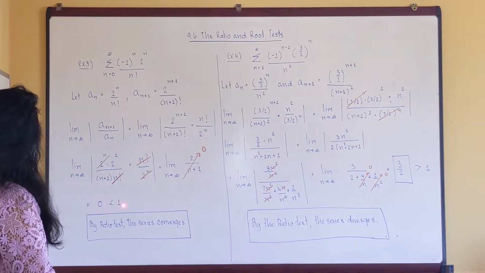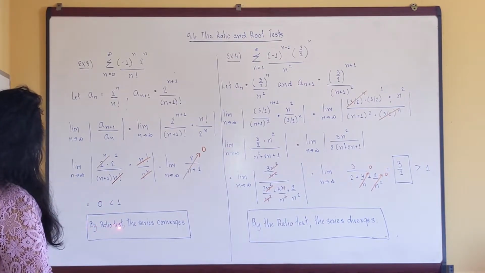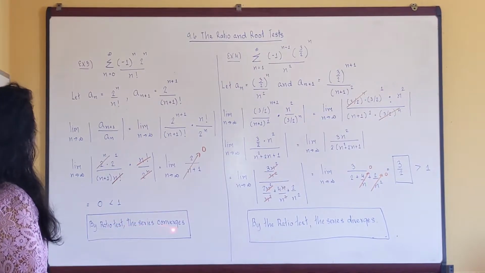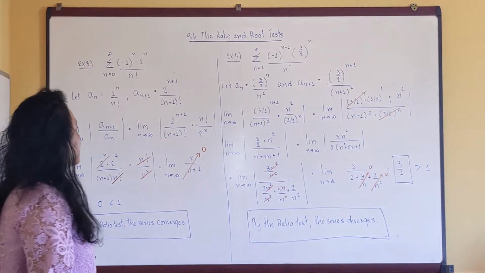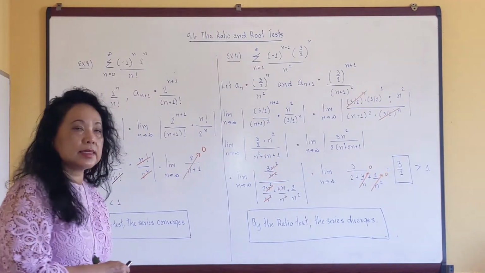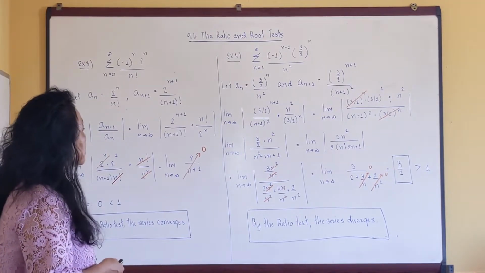So 0 is less than 1, so by the ratio test the series converges. Alright. So let's look at the last example for the ratio test.